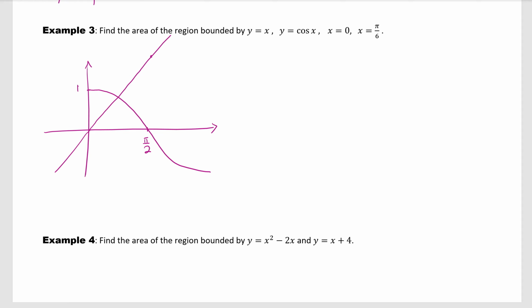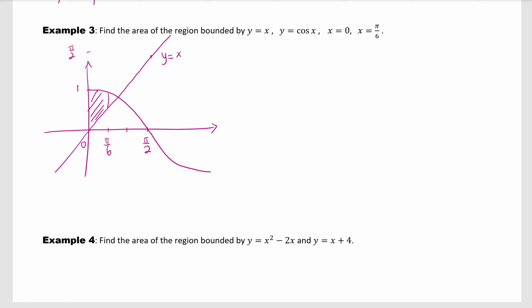Okay, at pi over 2, the y value is also pi over 2. This is y equals x, and we want to bound it between 0 and pi over 6. What is pi over 6? Well, you divide it into 3 pieces, then this guy is pi over 6, right? So this is the region A bounded by y equals x, y equals cosine, and x is 0, x is pi over 6. So this is the region.